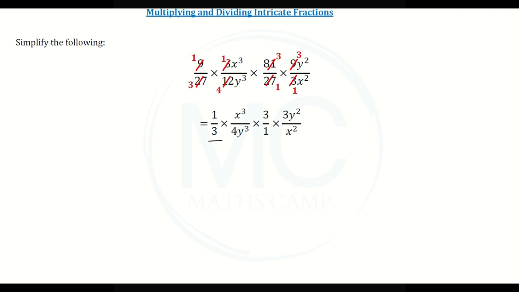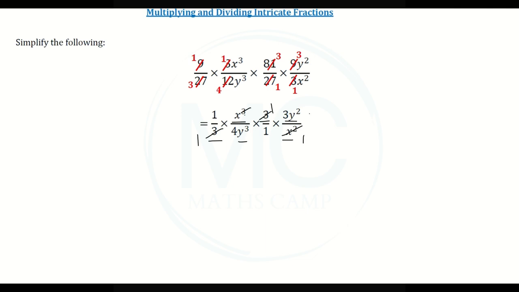So here we have 3, here we have 3. Just these cancel and become 1. We have x cubed and x squared. 3 minus 2 is 1, which means the x squared cancels and becomes 1. We cancel the exponent, and we're left with x to the power of 1, which is simply x.